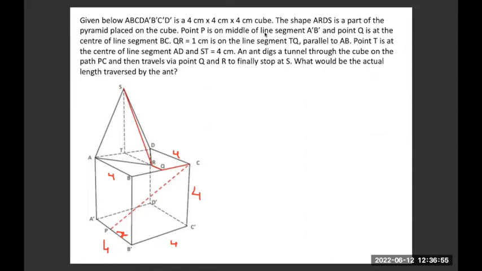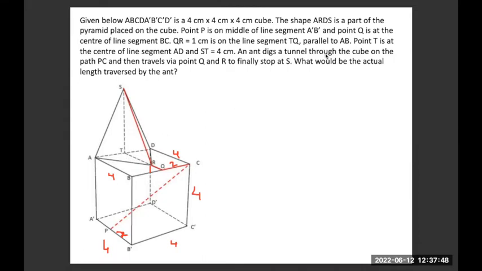The point P is the middle point of the line segment AB. And point Q is at the center of the line segment BC, which makes QC to be 2 units, naturally, if it's the middle point. QR is 1. R is on the line segment TQ parallel to AB. Point T is the middle point of AD, and ST is given.